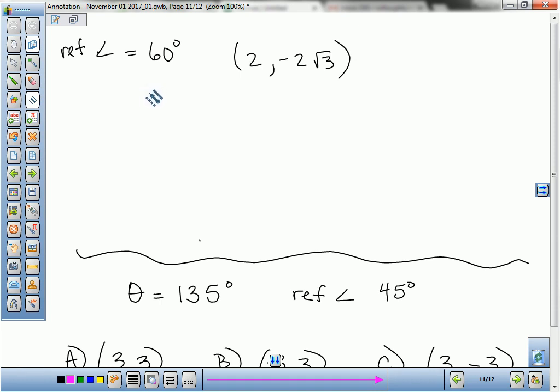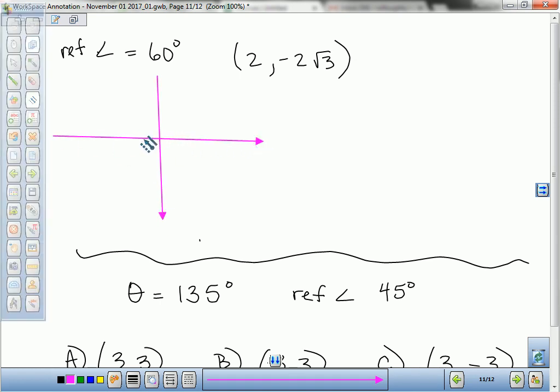It's in the 4th quadrant. Alright? So it lives over here somewhere. Oh, okay, negative. Alright? So, wow, that wasn't a line. Let me try that again.